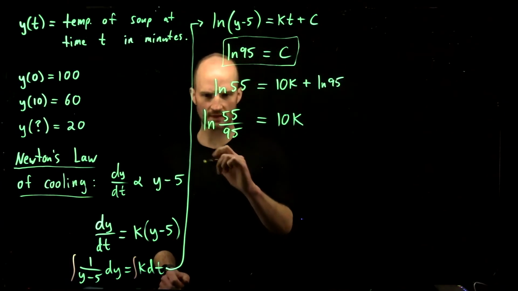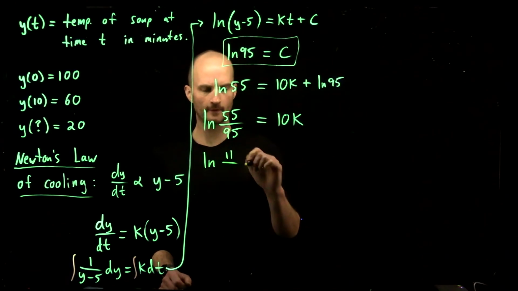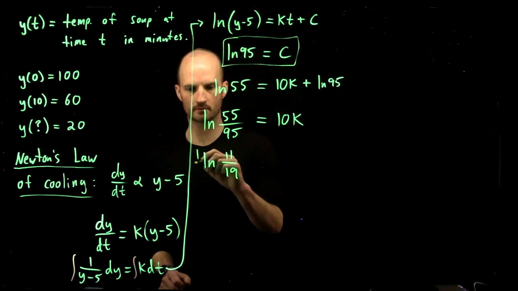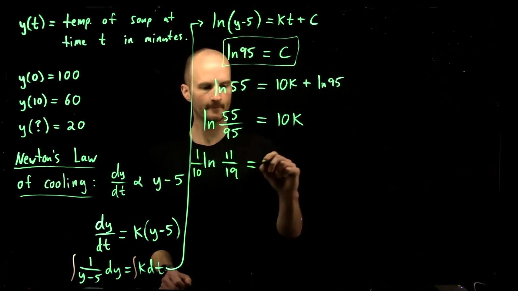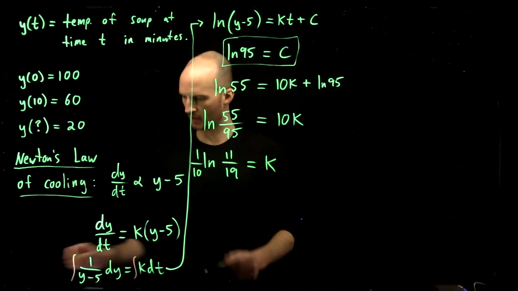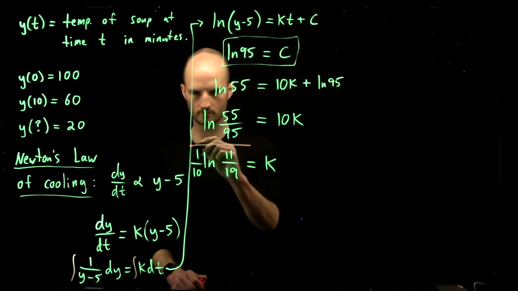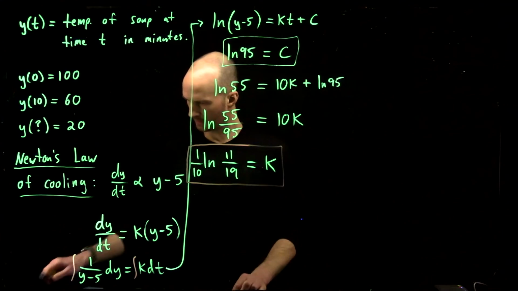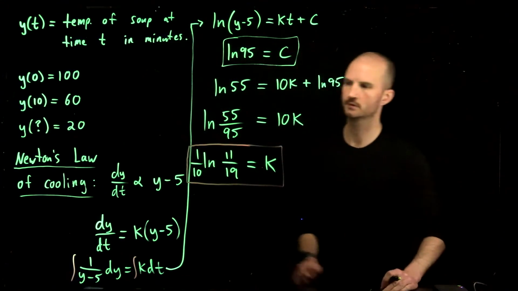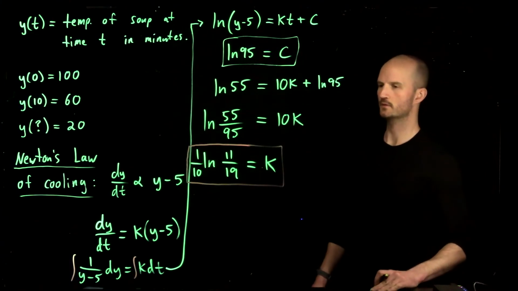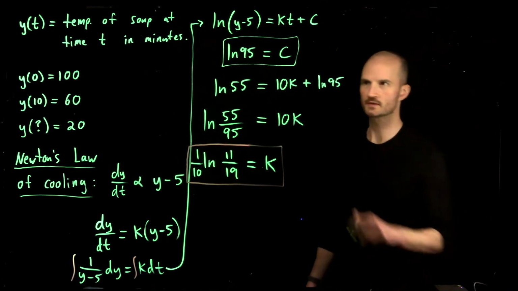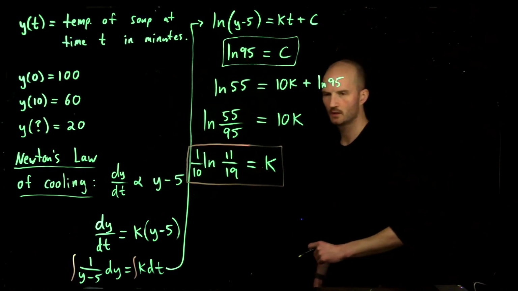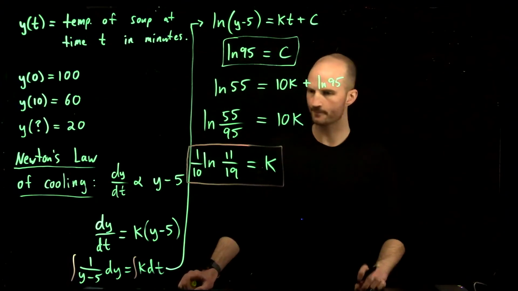Let's reduce that fraction. What is that? Ln of 11 over 19. And then the 1 over 10 goes in front. And there we have it. We have our k. And we have our c. And they are ugly as sin. So we'll just leave them as c and k in our future calculations, and then we will use our calculator if need be.